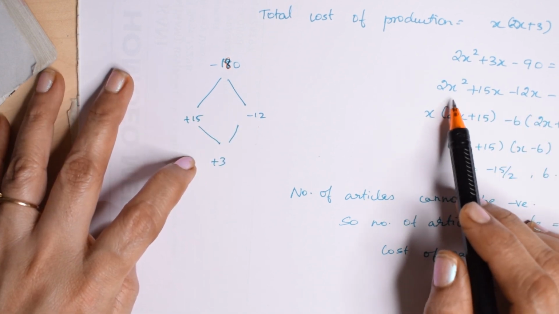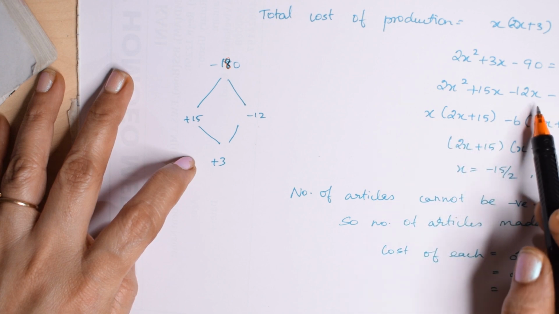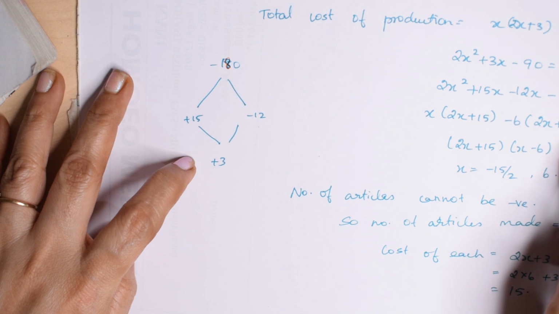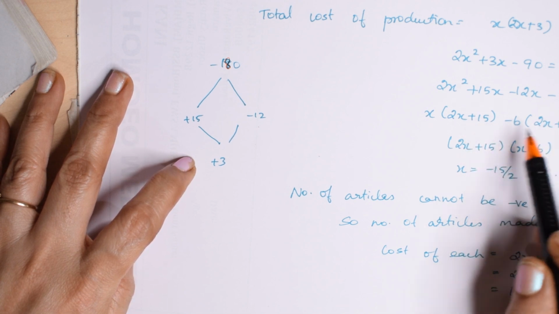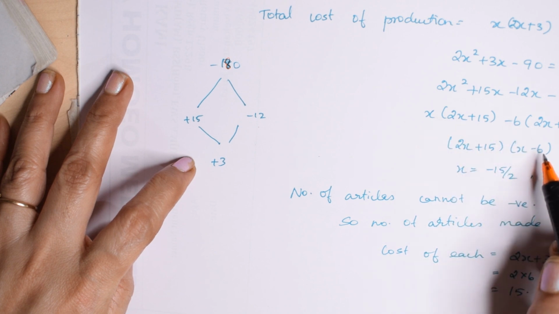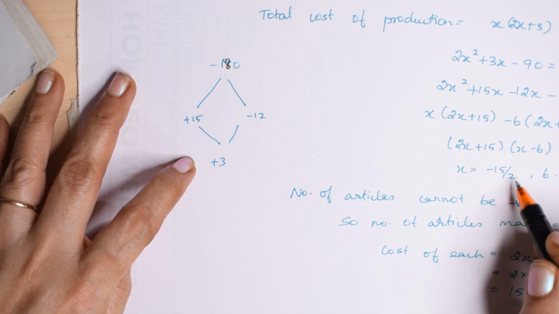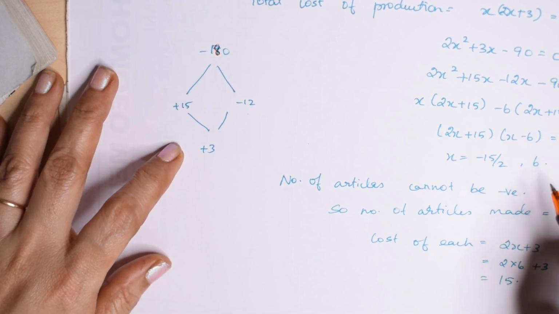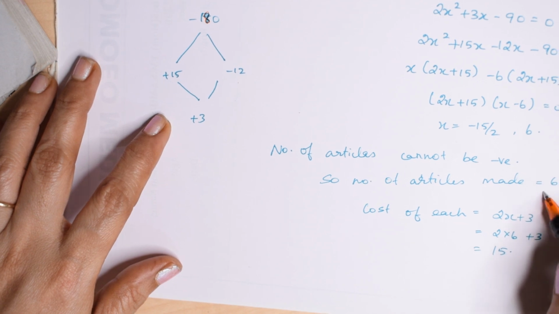The common term here is x, I am taking it out, 2x plus 15 here, and here again I am taking 6 outside, the remaining is 2x plus 15. So 2x plus 15, I have the common bracket here. I am taking that outside, the remaining is x minus 6, and so x value is equal to minus 15 by 2 or 6. But again I cannot make a negative number of articles. So this 6 only is the correct answer.